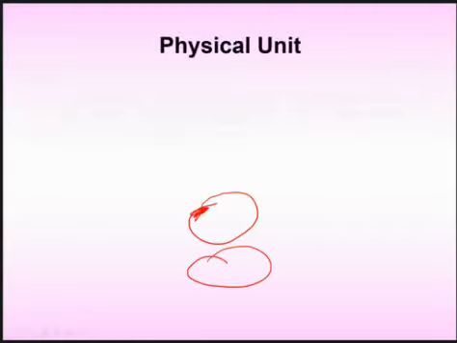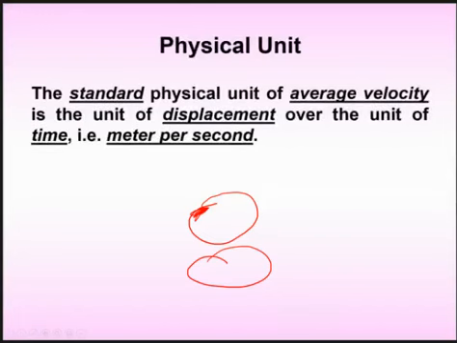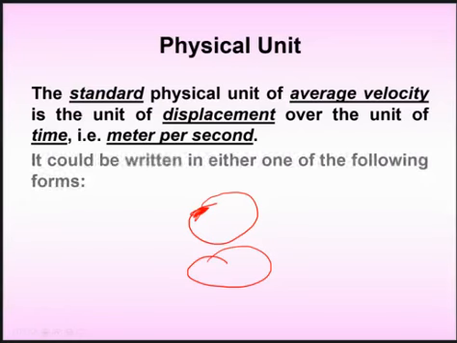Okay. All right. What's the physical unit for velocity? It's the physical unit for displacement divided by the physical unit for time. What's the physical unit for displacement? Meters. What's the physical unit for time? Not days, not minutes, not hours, seconds. So what's the official standard unit for velocity? Meters per second, which you have permission to write either as a fraction or with a slash.